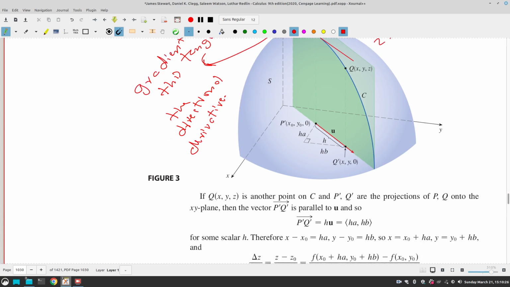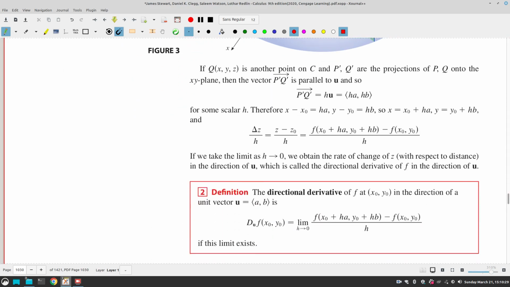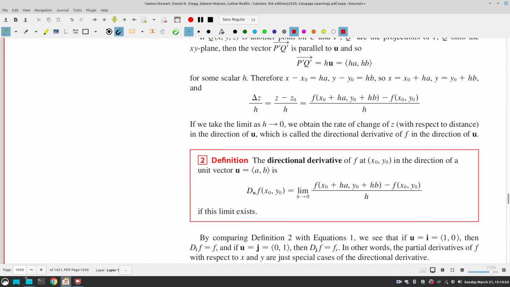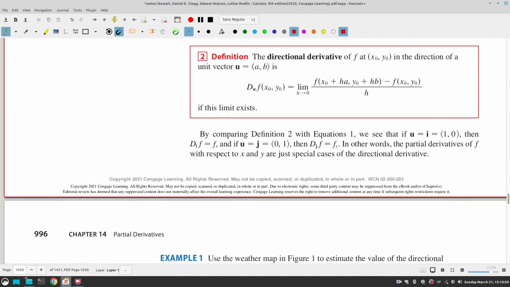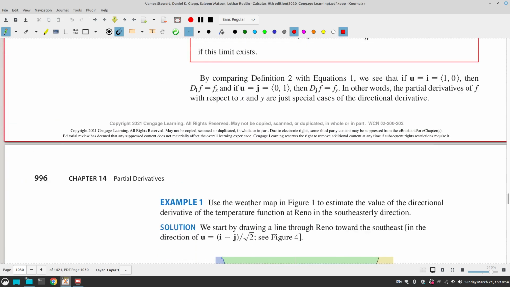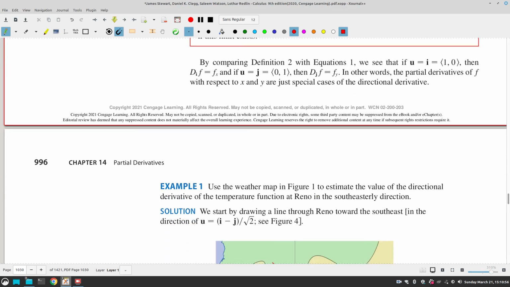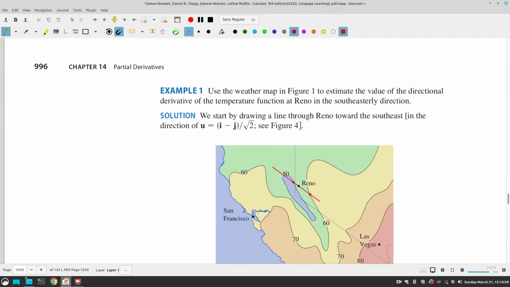Okay, so let's look at a few examples of directional derivative. And so this is the definition. And of course, in the directional derivative, if you set a equals 1 and v is equal to 0, you get partial f over partial x. If you set v is equal to 1 and a is equal to 0, you get partial f over partial y. So the partial derivatives with respect to x and y are of course examples of the directional derivative.